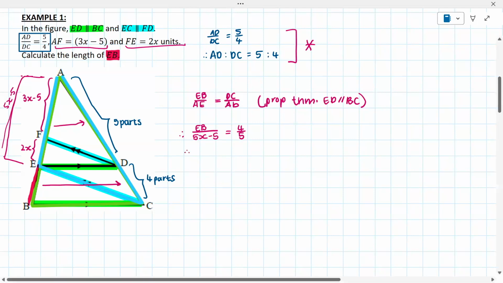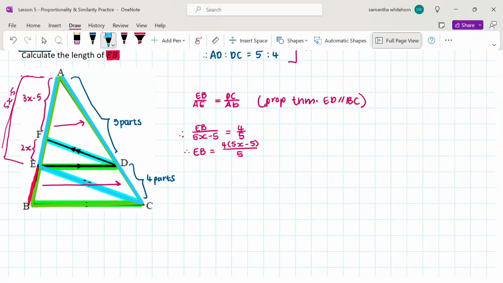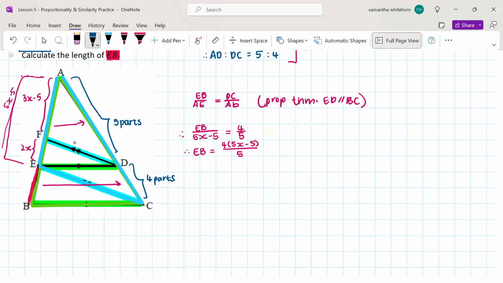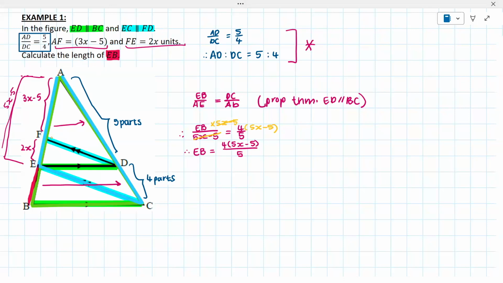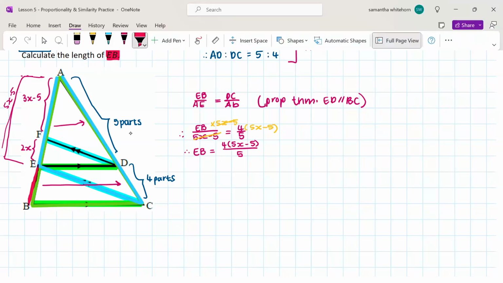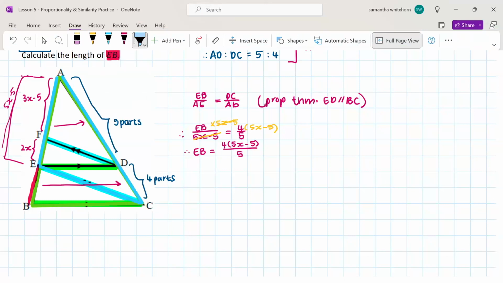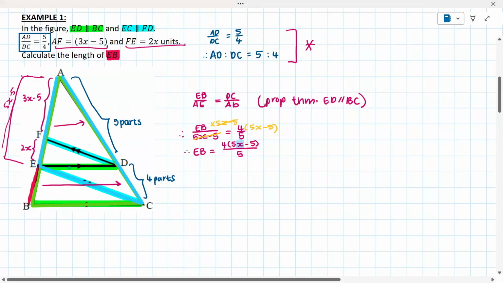Now, if you want to, you don't have to go this far. We could isolate EB and say that EB would be equal to 4 times 5x minus 5 over 5. Just so that we're all clear where that came from, I'm multiplying by the 5x minus 5 to get EB alone. But remember, you need to do that on the right-hand side as well. So that's what creates that fraction. And the reason I like this method of setting up my ratio as my first point of call is because now I can see that the only thing I don't have is x. So x is the only bit of information that I need to find.